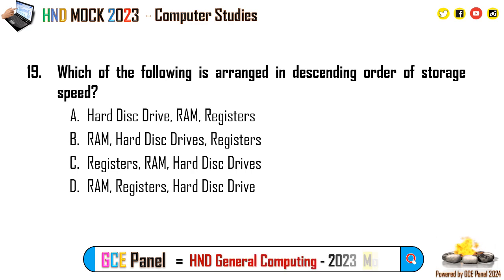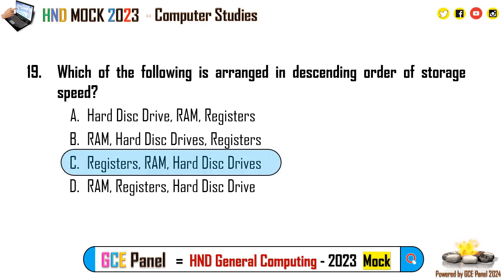Which of the following is arranged in descending order of storage speed? Descending order here means from the highest to the smallest. So looking at all of this, the highest for storage speed is registers, because registers are faster than RAM, okay? And cache is faster than registers. So the highest speed here is registers, followed by RAM, and of course hard disk drives have the lowest in this classification according to what we have here, okay? So in the descending order of storage speed, we have registers first.